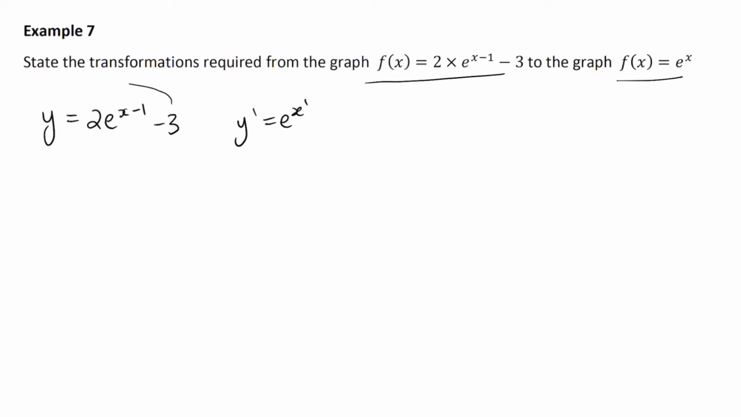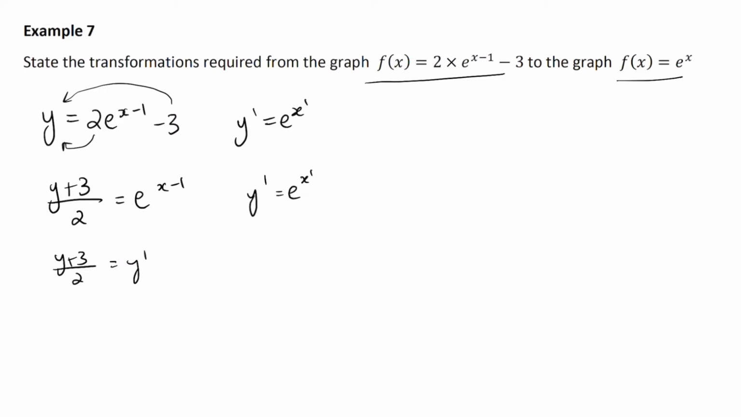As always, we're going to take everything of y, or everything that is not attached to the x, to the other side. So the first thing I'm going to do is add 3, and then I'm going to divide by 2. And then here, that just remains as it is. And then I'm going to equate sides. So (y + 3)/2 is equal to y dash, and x minus 1 is equal to x dash.